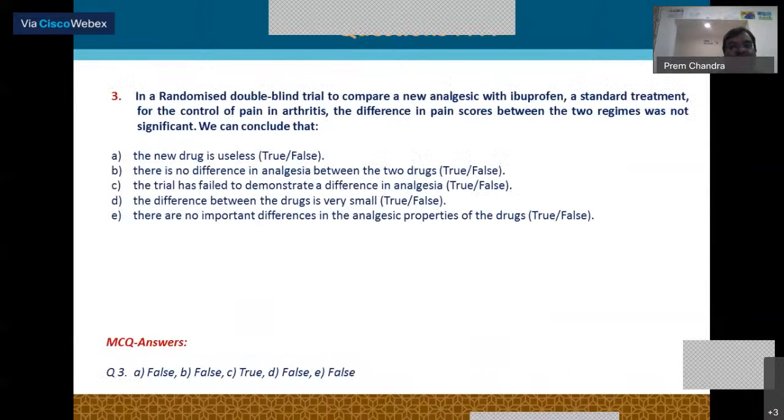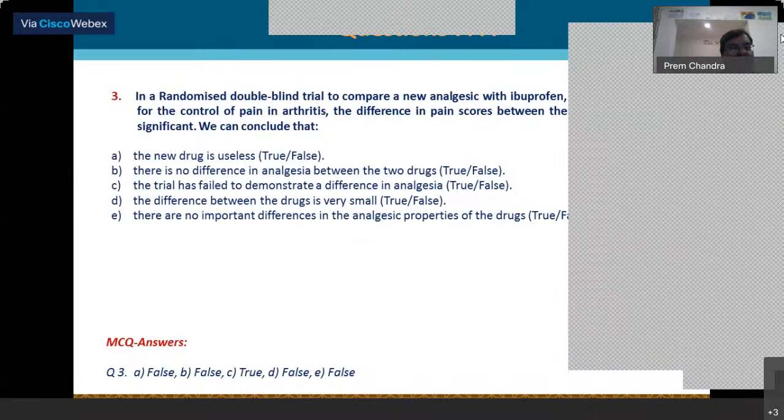The third question for you is: in a randomized double-blind trial to compare a new analgesic with ibuprofen, standard treatments for the control of pain in arthritis, the difference in the pain score between the two regimens was not significant. Can we conclude that the drug is useless? And there is no difference in analgesia between the two drugs? The trial has failed to demonstrate a difference in analgesia, and the difference between the drugs is very small. There are no important differences in the analgesic properties of the drugs. You need to answer either true or false. Each one of the options could be either true or false.